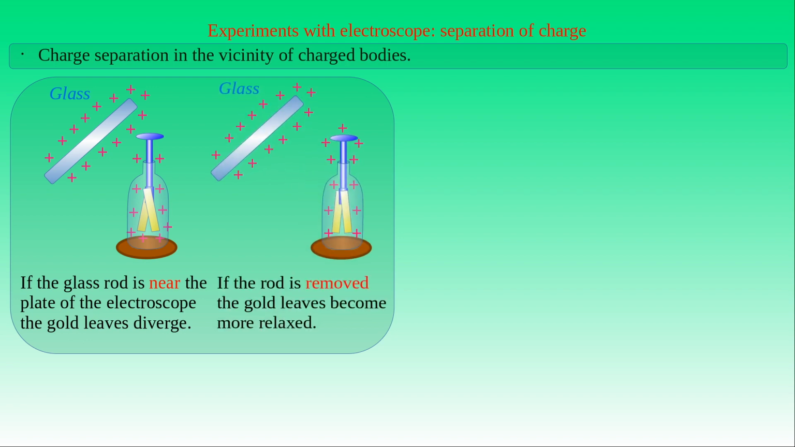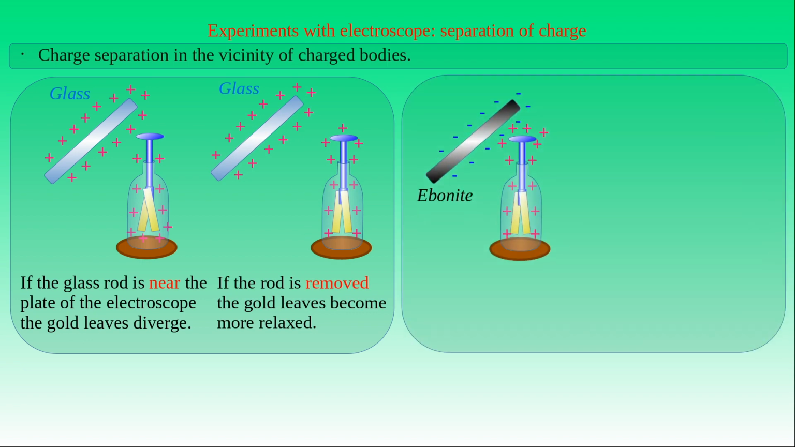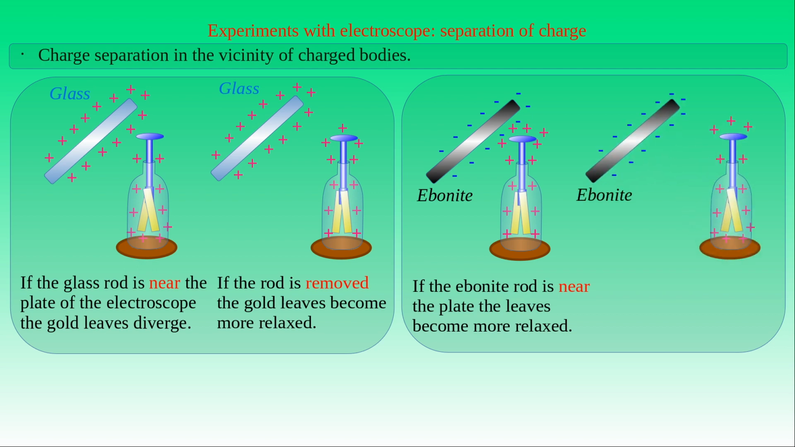If we remove the rod from the vicinity of the plate, the gold leaves take their original position. In the second experiment we can also bring a negatively charged ebonite rod near the charging plate of the positively charged electroscope. Then the gold leaves of the electroscope become more relaxed. If we remove the rod from the vicinity of the plate, the gold leaves rise to their original positions.